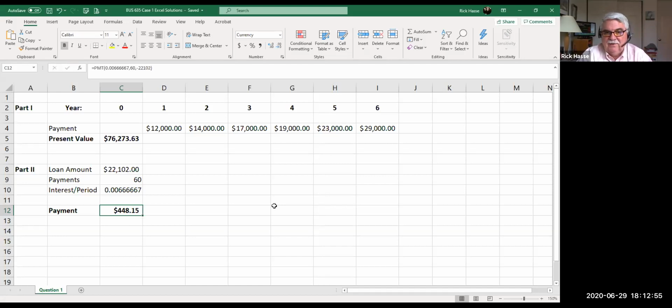So two important calculations: determining the present value of a series of payments off an investment, and the loan payment on a loan over a period of time, called an amortized loan.